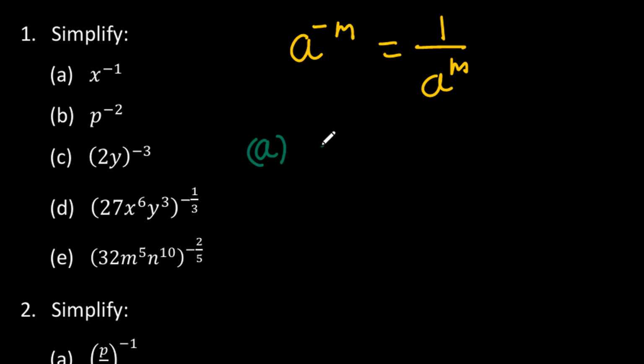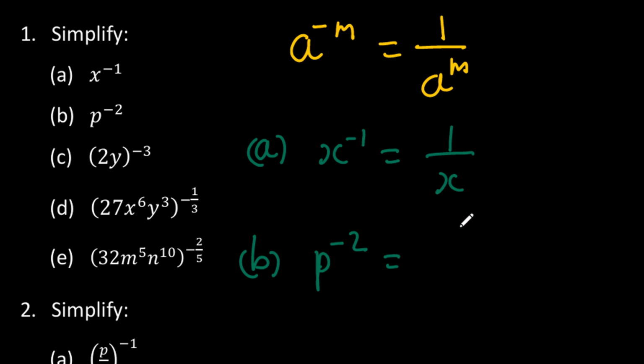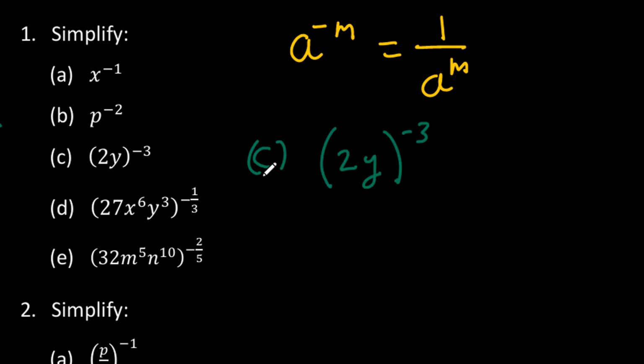So here we have x to the negative 1. We can apply this law, and it's going to be 1 over x to the positive 1, or just 1 over x. Going to b, we have p to the negative 2. We can write it as 1 over p to the positive 2, or 1 over p squared. In c, we have 2y to the negative 3. Applying this law, we can write it as 1 over 2y to the positive 3.